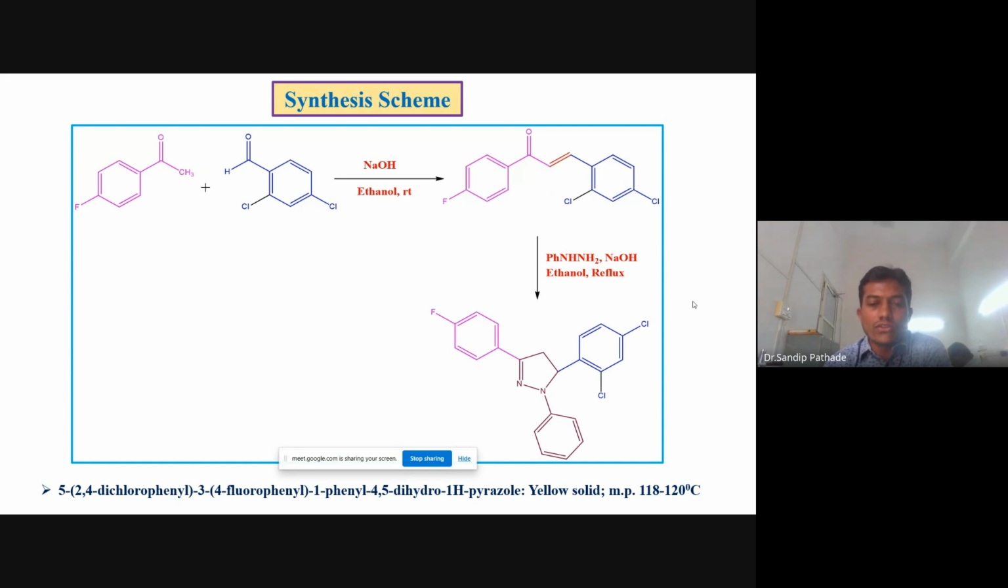This is the synthesis scheme for our pyrazolone derivative molecule. First, we take the mixture of 4-fluoroacetophenone and 2,4-dichlorobenzaldehyde that is stirred at room temperature in ethanol solvent by using NaOH as a base. After completion of reaction, we get formation of the intermediate, that is the alpha-beta unsaturated carbonyl compound, which reacts with phenylhydrazine in presence of ethanol by using NaOH as a base. After completion of reaction, we get formation of our desired product, that is the pyrazolone derivative, which is yellowish in color, having the melting point 118 to 120 degrees Celsius.